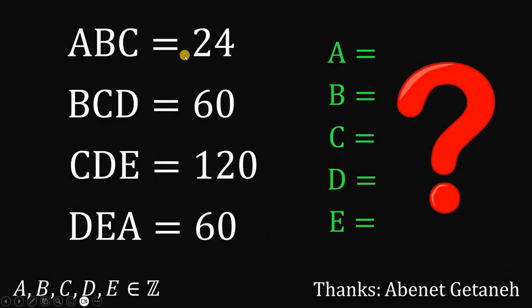Given this equation, ABC equals 24, BCD equals 60, CDE equals 120, DEA equals 60, wherein A, B, C, D, and E are all integers, then our goal is to solve for the value of A, value of B, value of C, value of D, value of E.